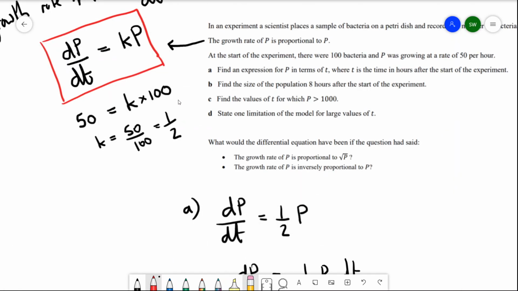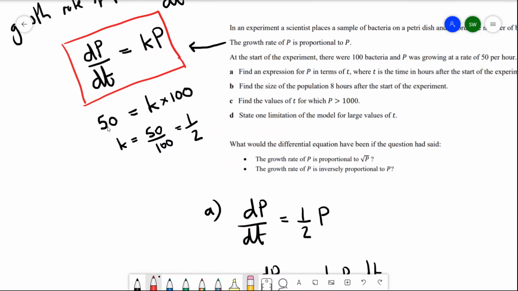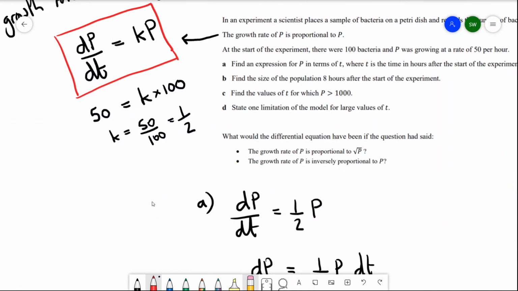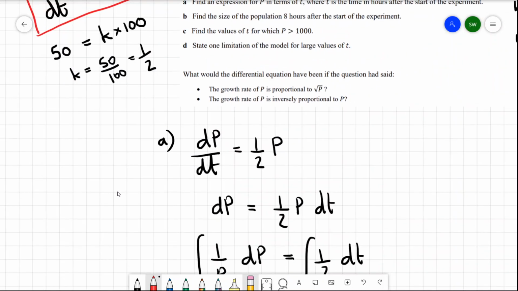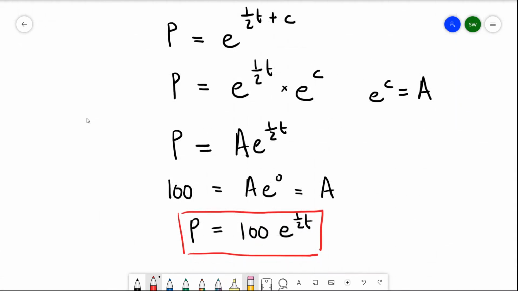Now I mentioned at the start that we had a bit of a trick to find the value of k because we knew that when dp by dt was 50, p was 100. If you didn't do this trick, you'd be absolutely fine because at this point, once you found an expression for p, you would just have, instead of a half there, k. And then all you'd need to do is differentiate this to find dp by dt, and then you would be able to find an expression for k.